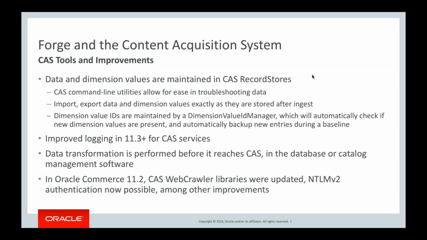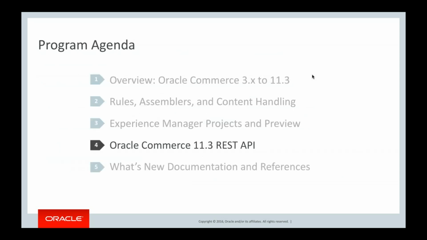Some of this we covered, including that CAS includes a dimension value ID manager that keeps track of your dimensions. As you get new dimensions, it's going to keep track of them. You can also use CAS command line tools to interact with your data. One of the cool things for us here in support is we have improved logging with CAS, making it easier to troubleshoot issues. And the last bullet points out that CAS can take advantage of sites that use NCLM version 2 compatible with.